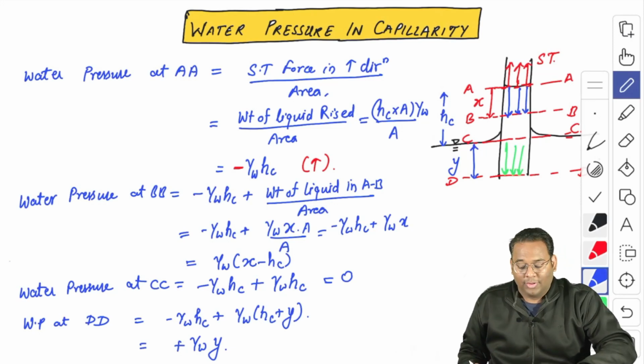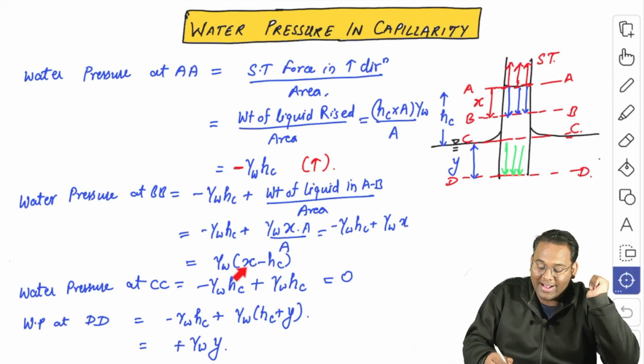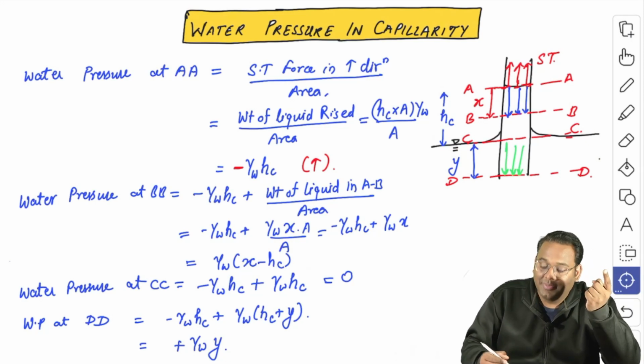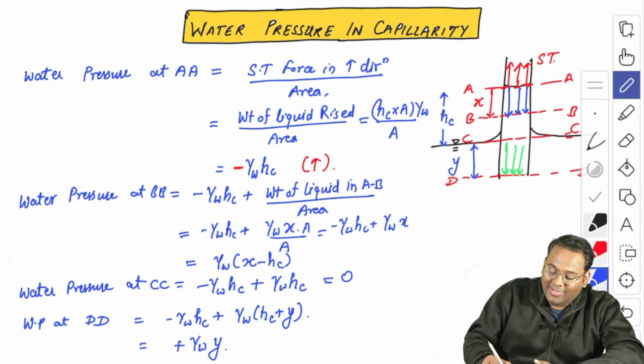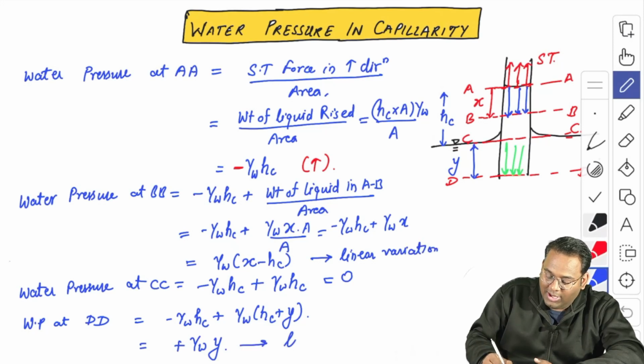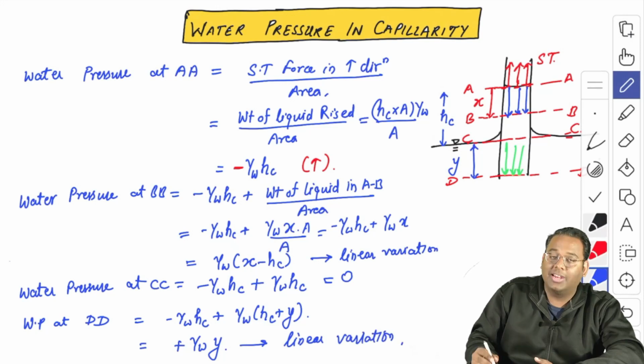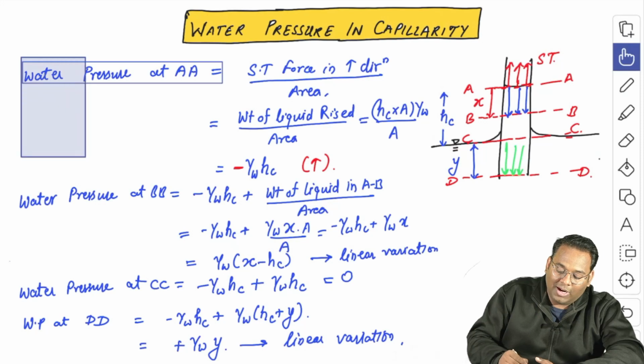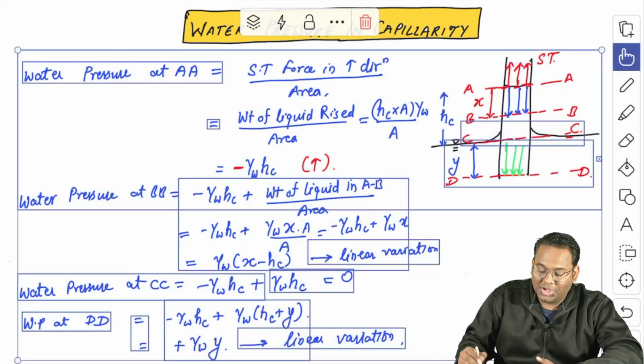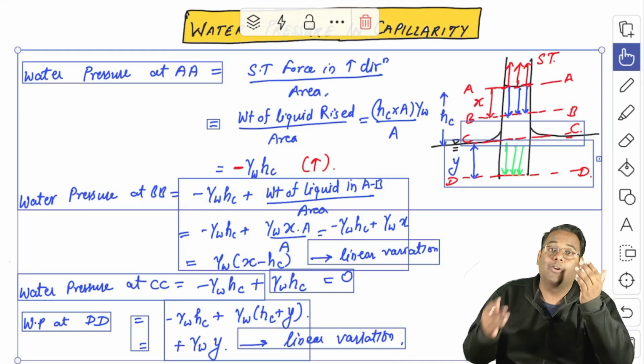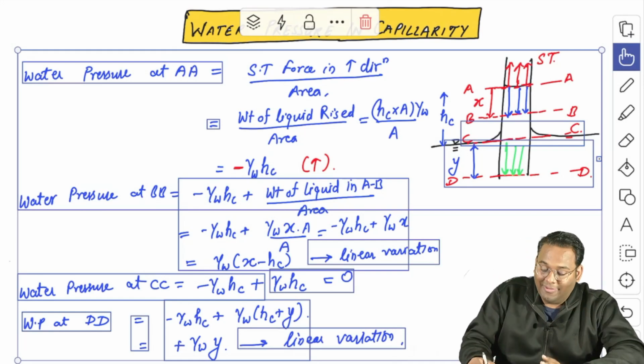If you solve this further, you will see that the water pressure is positive gamma_w into y. So if you observe here, x is raised to power 1, and here also y is raised to power 1. That means the water pressure will vary linearly, not only here but also here. If I want to plot this variation, water pressure is negative in the capillarity zone, that is above the level CC, but water pressure is positive below the water level CC.